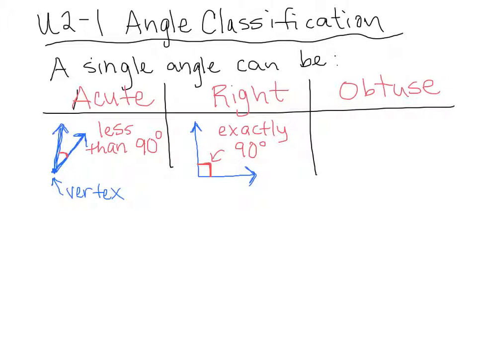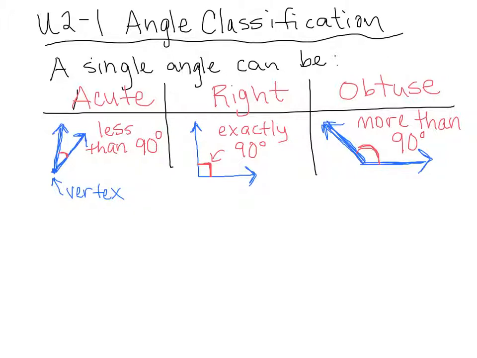Okay, so if you mean to draw a right angle, you need to put that box there to show that it's right. And then we have our obtuse angle, and this is greater than, or more than, a 90-degree angle. So the top part, that second ray, it needs to open up wider than that 90-degree angle. So that right in here, it's now more than 90 degrees. So those are our three categories for a single angle.